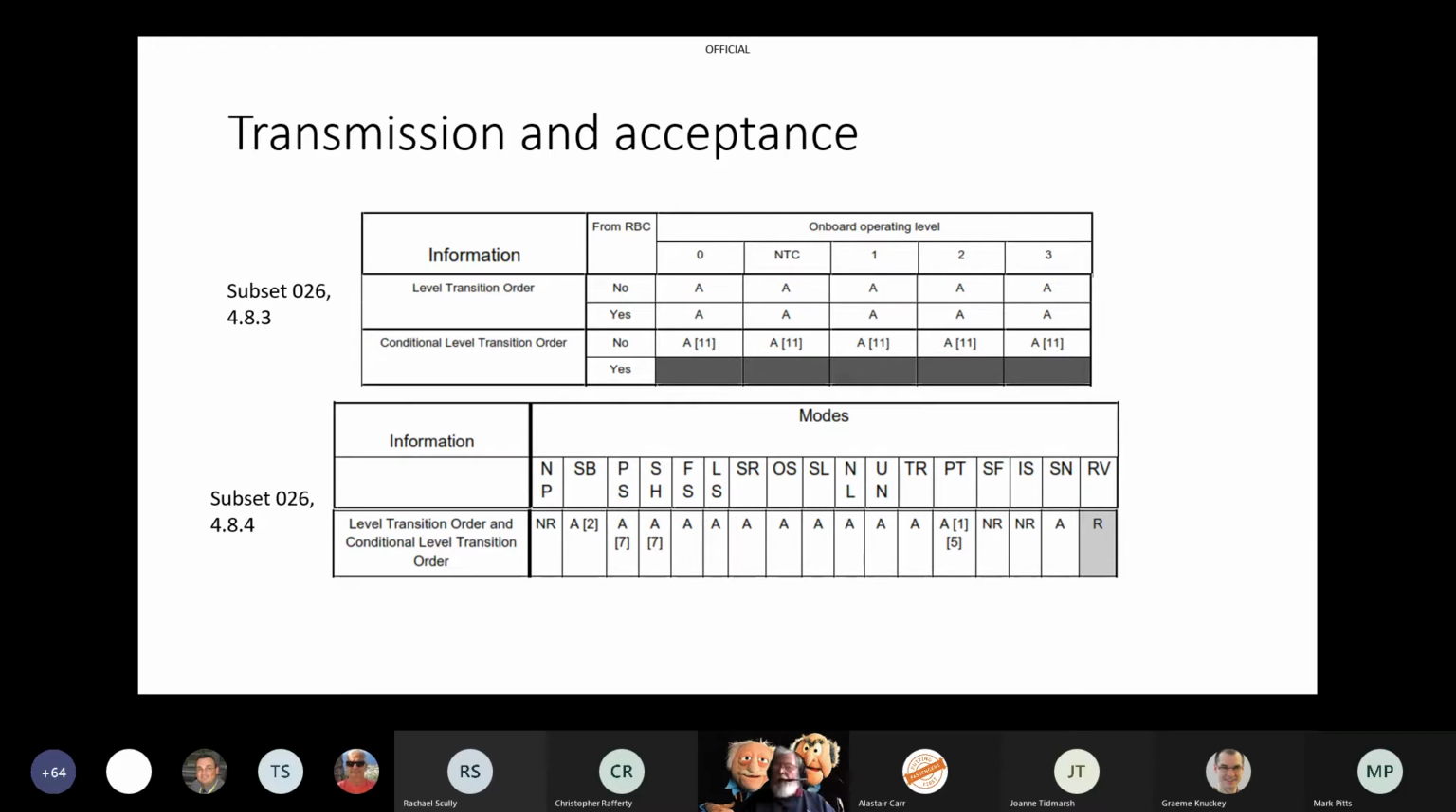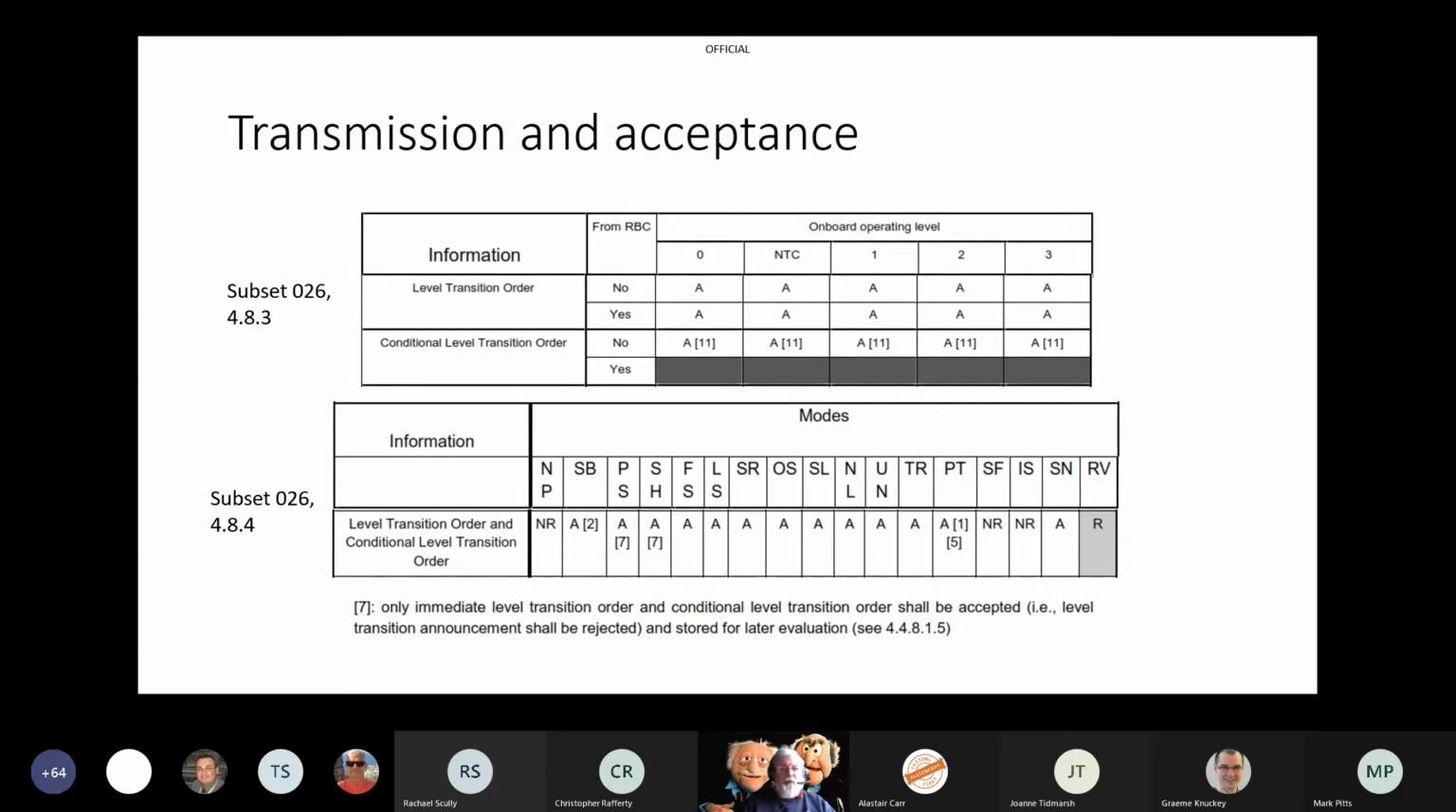And some of the modes have conditions. So for instance, the condition 7 underneath shunt mode tells us that the transition order and conditional order will be accepted. However, they will not be actioned immediately. They'll be stored and processed later on. And in this case, it's when you leave shunt mode. So we need to always be looking at the different chapters to understand how the information will be used and processed.